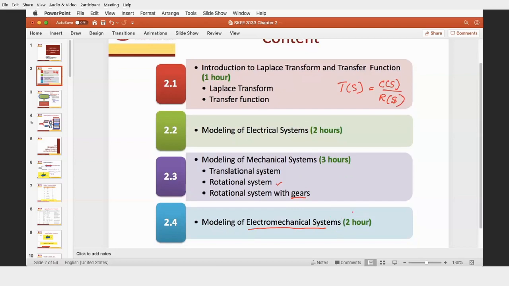So we must cover until the electromechanical system. We do the modeling in frequency domain, and after that, in chapter 3, we do the state space equation in time domain. The same system will be in state equation in time domain.